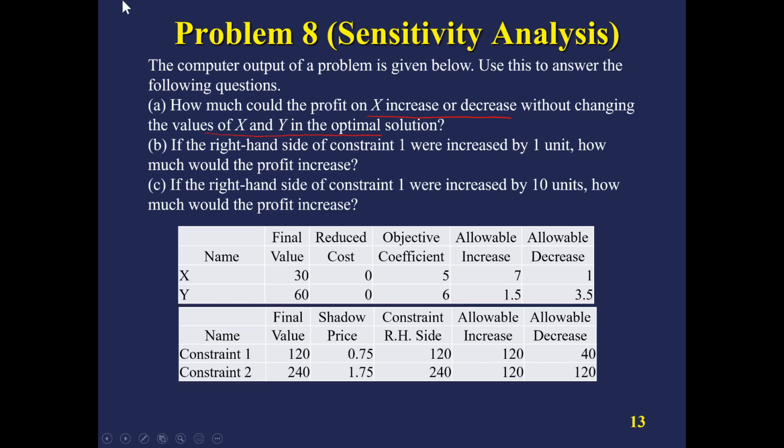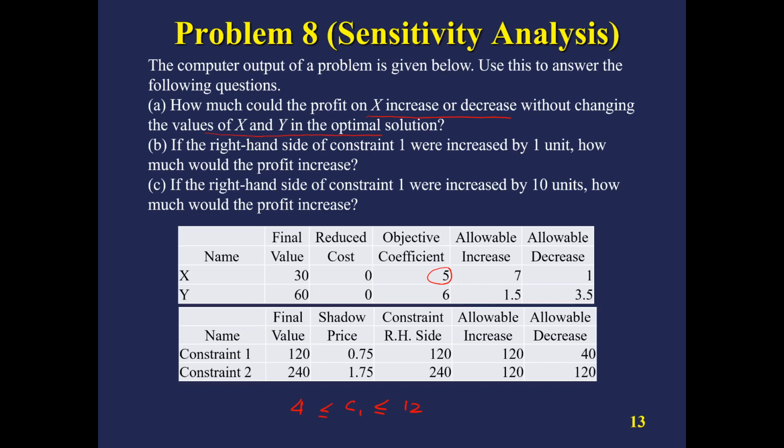it's asking the coefficient 1, which is this one, its range. Okay, so it's very easy. You can see that C1 is 5, plus 7, allowable increase is 12, and allowable decrease is 5 minus 1, which is equal to 4. That's it. So this is the answer for this part A.